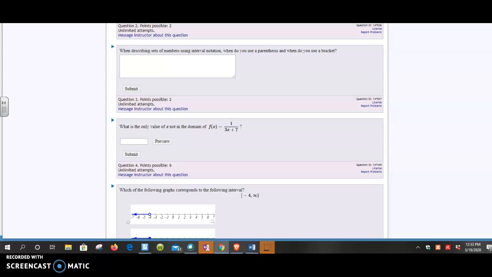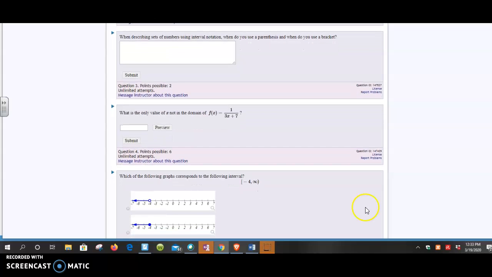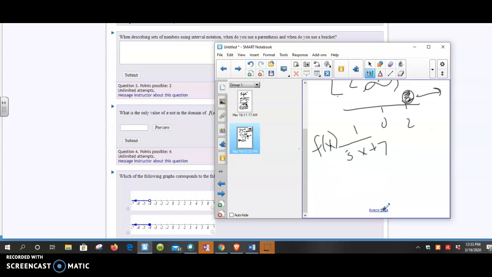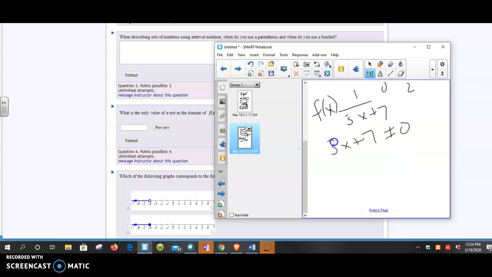Next one here is what is the only value where x cannot be in the domain? 1 over 3x plus 7. Okay, so if we have 1 over 3x plus 7, again, what do we have to worry about for a domain? We have to worry about x being in the denominator, 0 being in the denominator, or square root being negative. So in this case, 3x plus 7 cannot equal 0. So we solve for that value, and then we say that's the value that x cannot be in the domain. So 3x cannot equal negative 7. So x cannot equal negative 7/3.